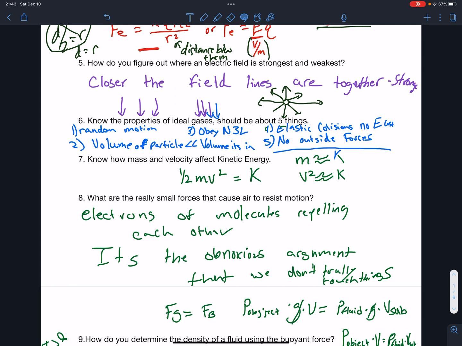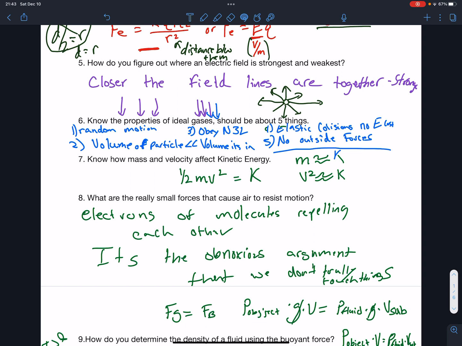Number 3, they have to obey Newton's 3 laws. That's the assumption that's being made, is that they're obeying all the laws of Newton. In other words, objects at rest tend to stay at rest, objects in motion stay in motion, F equals ma, and the third law, every action has an equal and opposite reaction.